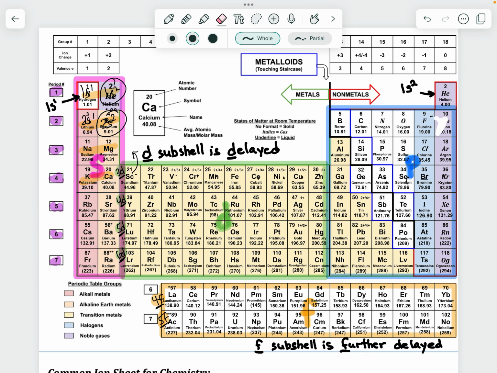And as I go through from top left, row by row, I'm able to get to where I need to go in terms of what element I am at, and then what subshell or what block it is in.